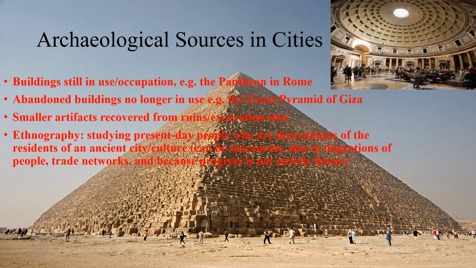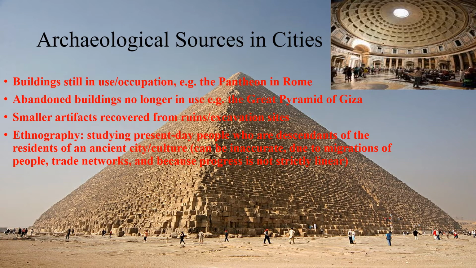What kind of sources do archaeologists use to study ancient cities? Well, they can consider the buildings of ancient cities. Some buildings from ancient cities are still in use, like the Pantheon in Rome. They can also use buildings that are no longer being used in their intended manner, like the Great Pyramid of Giza, which was once a tomb, but is now a historical/tourist site.